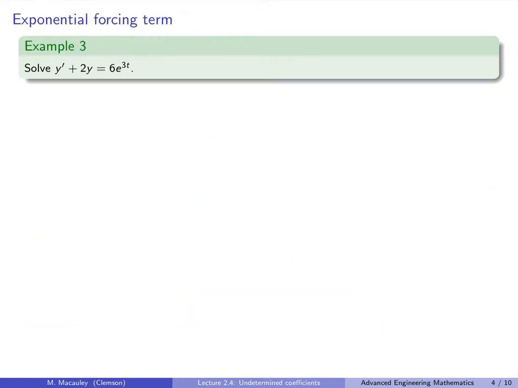Example 3, the same homogeneous part. So yh prime plus 2yh equals 0. So the solution to the homogeneous equation is c e to the minus 2t. Now the forcing term is an exponential function, 6e to the 3t. And remember, our general rule of thumb is that we are going to look for a particular solution of the same form. So an exponential function, a e to the 3t.